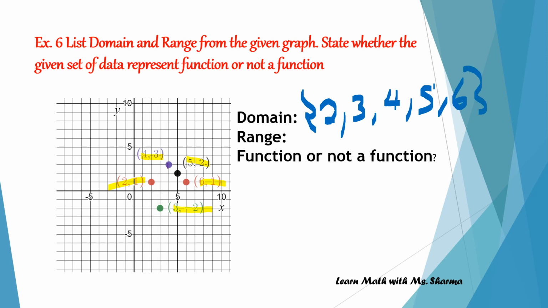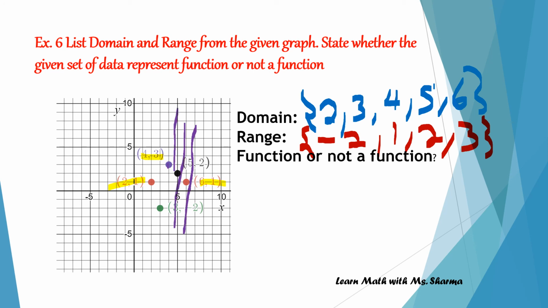Now for the range. Range are the second set of numbers. Range we have -2, 1, 2 and 3. If we do our vertical line test, it crosses graph once, so it's a function.